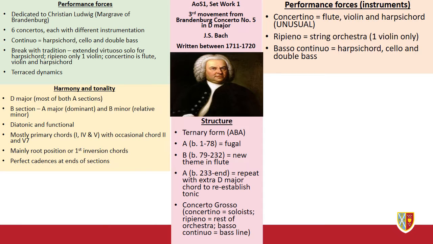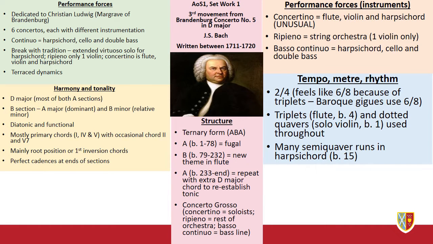is the bass line. For harmony and tonality, this piece is in D major, mostly in the A section. In the B section, you go into the dominant, which means it goes into A major, and also the relative minor, which is B minor. It is diatonic, and the chords move functionally. It is mostly in primary chords, chords 1, 4 and 5, and occasionally it moves to chord 2 and chord 5, 7. Most of the chords are in root position or first inversion. And you can see there are perfect cadences at the end of each section.